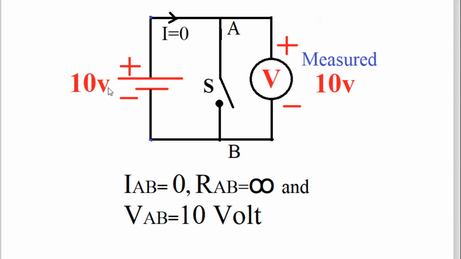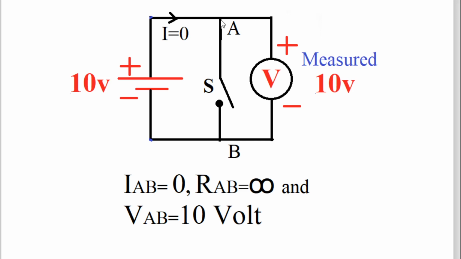Now when we talk about a battery, say 10 volt, 20 volt, 12 volt, you can take any voltage, connected to an open switch between terminals A and B, with the voltmeter connected such that the positive of the voltmeter goes to the positive of the battery, and the negative of the voltmeter to the negative of the battery. Three parameters are very important. First, current flowing between terminals A and B. Current will not flow between terminals A and B, neither through the switch nor through the voltmeter.